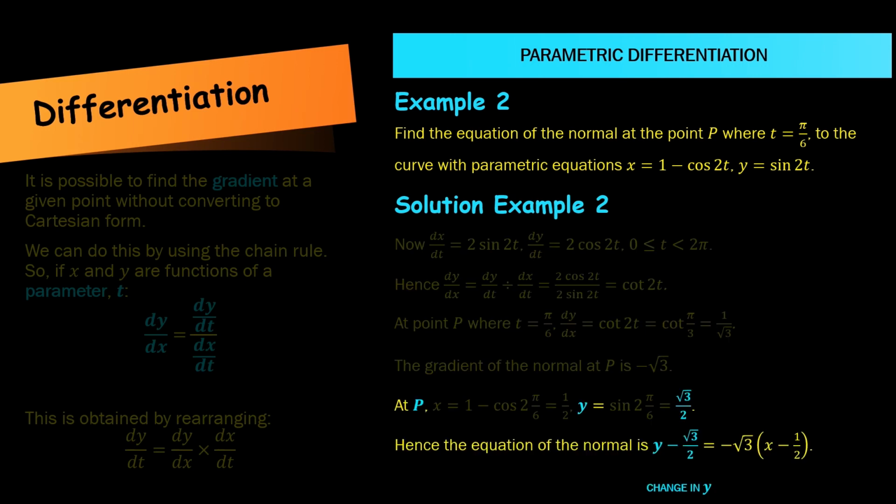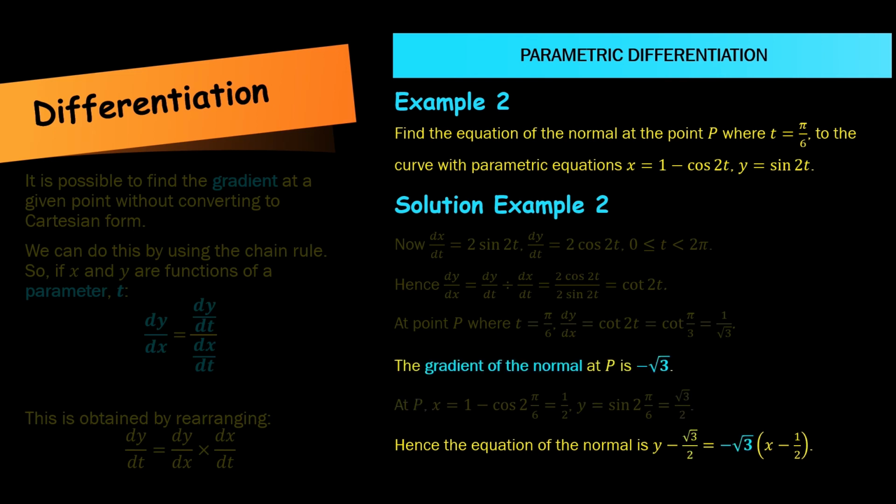Therefore, the equation of the normal is the change in y, which is y minus root 3 over 2. And here, of course, x, y is a general point on the line, and the y-coordinate is root 3 over 2. This is the specific point on the line that we have.